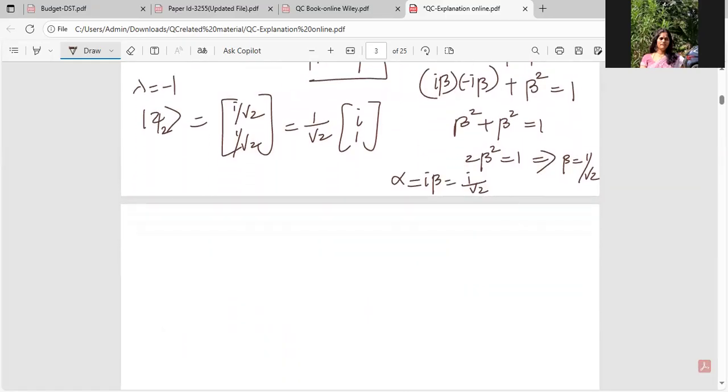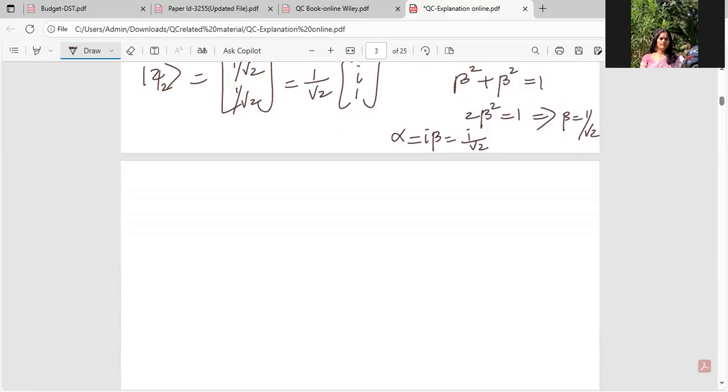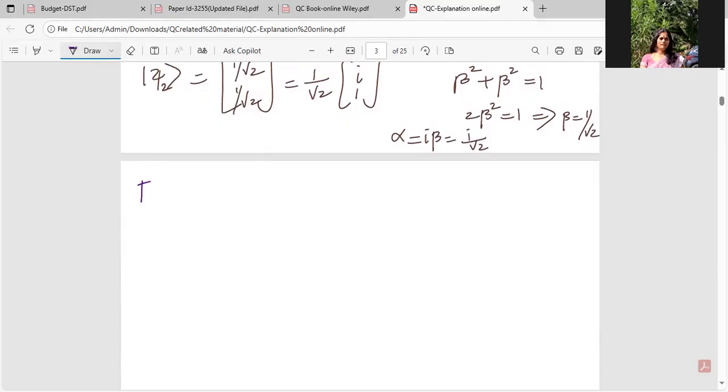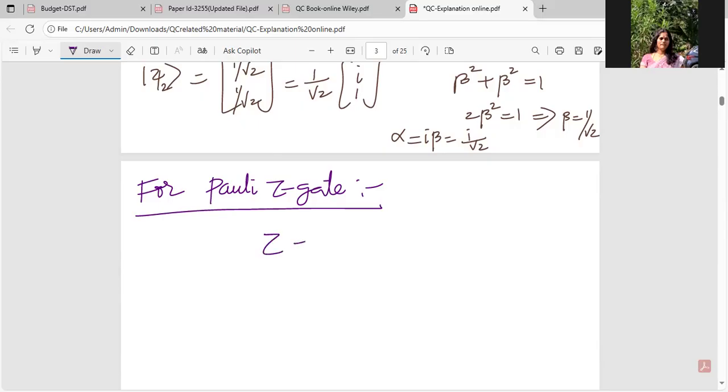Next, we will see how to find the eigenvalues for the Pauli Z gate. Again, what's the difference between X, Y, and Z? Let me write Z first. How will my Z gate look like? Let me write that notation first and then go to the different explanations about it.